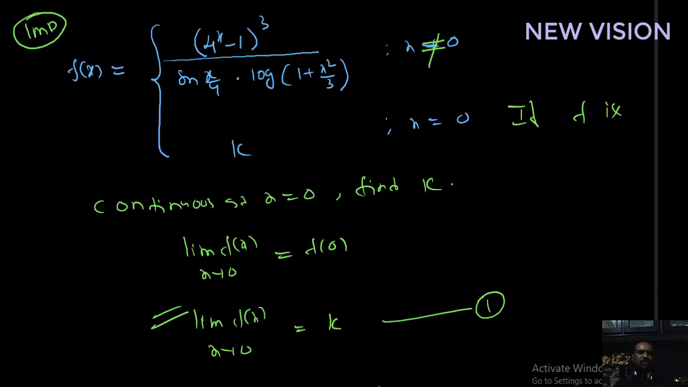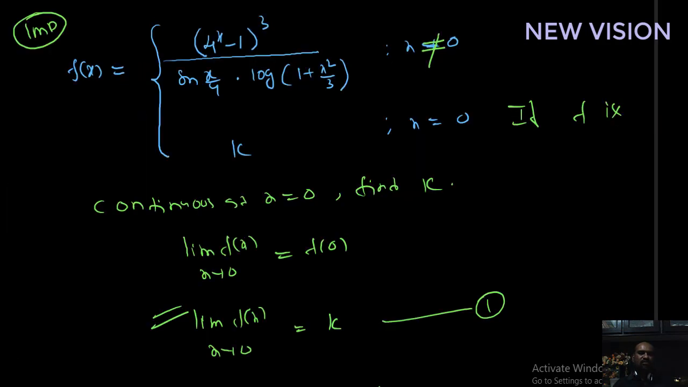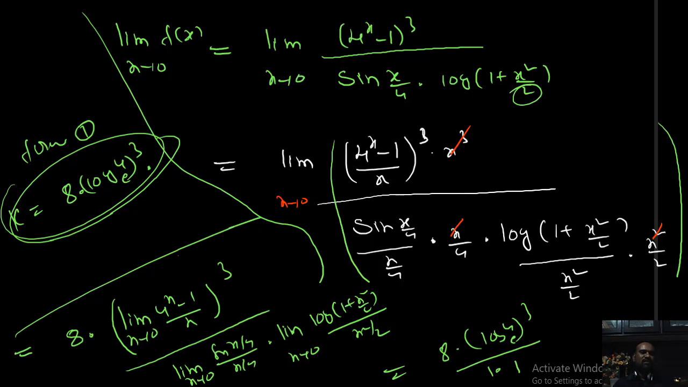So this is the problem. f of x equals (4 power x minus 1) cube by sin x power 4 into logarithm of 1 plus x square by 3, but I used 2 I think. So I used 2 now, I want to change the problem, students. Here I will write 2, no problem. This is the rule for x not equal to 0, and this is the rule for x equal to 0. If the function is continuous at x equal to 0, you want to find k, which means just find the limiting value of this function as x tends to 0. So what I got, the limiting value is 8 times (log 4 base e) cube. So this is the value of k.